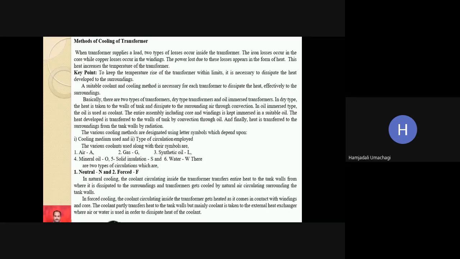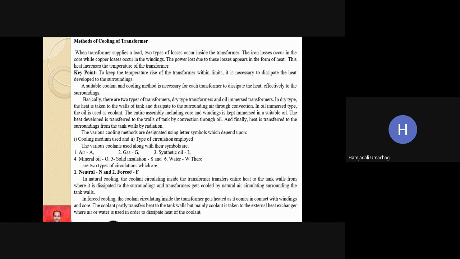In natural cooling, the coolant circulating inside the transformer transfers the entire heat to the tank walls, from where it is dissipated to the surroundings, and the transformer gets cooled by natural air circulating around the tank walls. So in natural cooling, the heat is dissipated from the tank walls to the surroundings, and the transformer gets cooled by natural air.